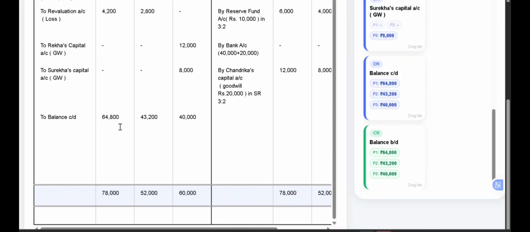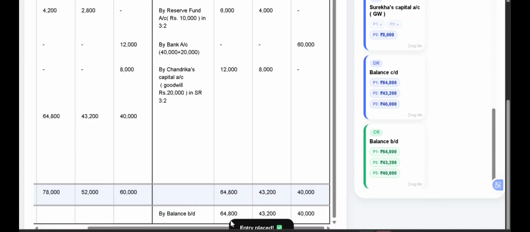64,800 for Rekha, 43,200 for Surekha, and 40,000 for Chandrika. And this balance is called the new capital, which we are going to transfer to the new balance sheet. And this is the capital which will be taken forward for the next financial year.